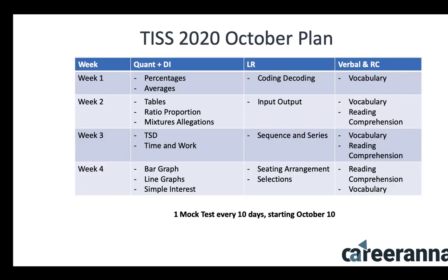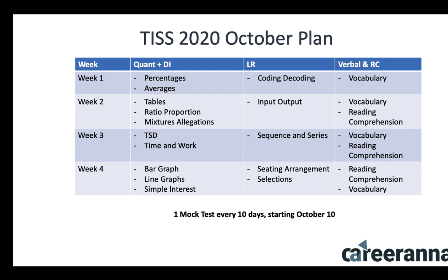Coming to the October plan, week 1 Quant plus DI, you should start off with the focus on percentages and averages only. For logical reasoning, coding, decoding, and from the verbal part, just do the vocabulary thing. So, week 1: percentages, averages, coding, decoding, vocabulary.